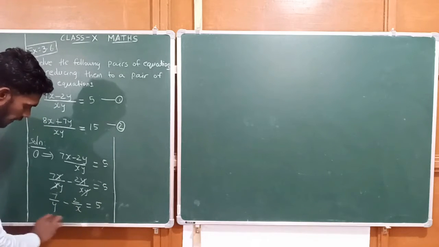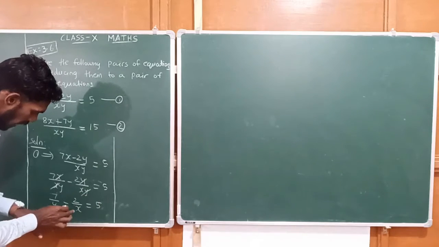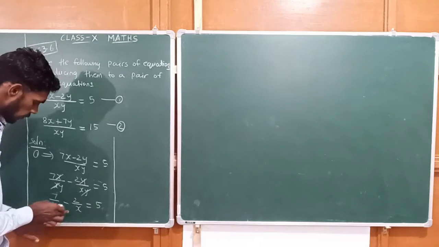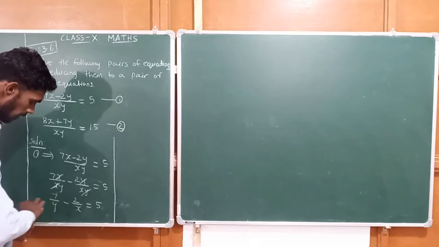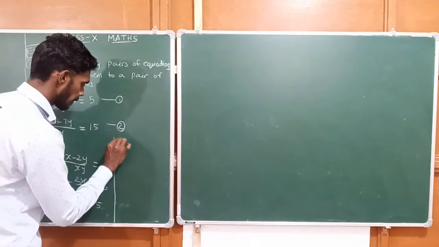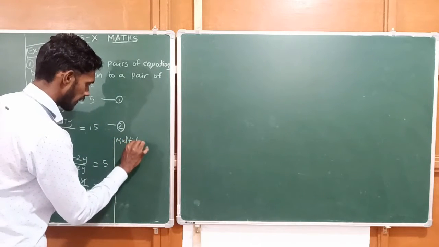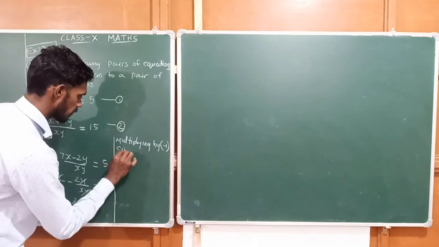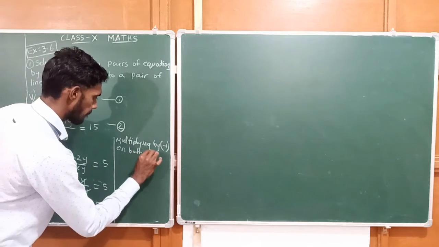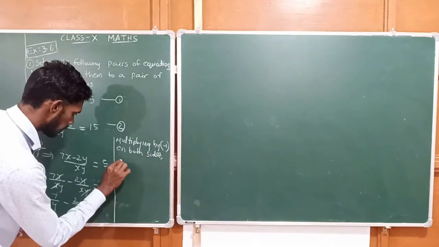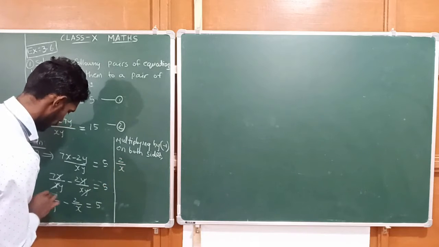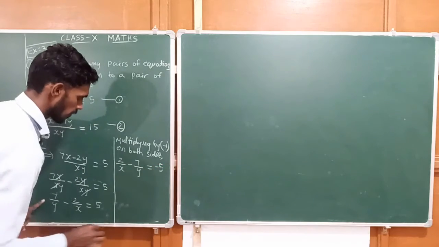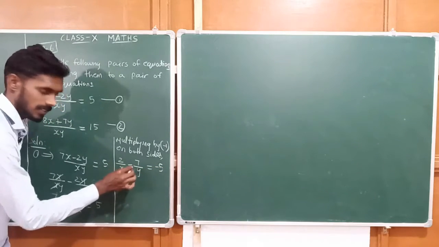I am going to multiply the equation by minus because I am having minus for the x term. The x term should be written first, so it should not have a minus sign. So I am going to multiply this entire equation by minus 1, multiplying by minus 1 on both sides. So it will become 2 by x, this sign will be changed, so minus 7 by y is equal to minus 5. Okay, I will be getting an equation like this.